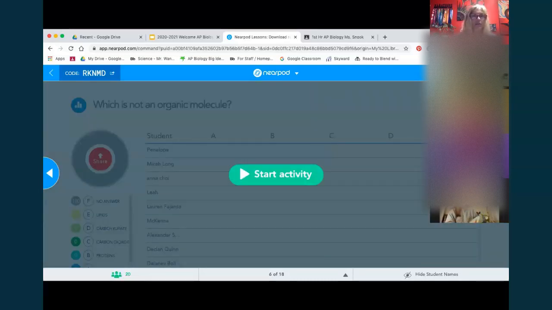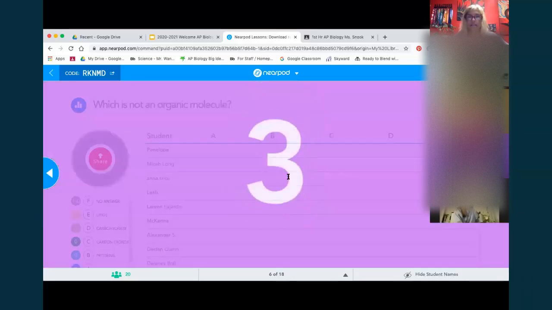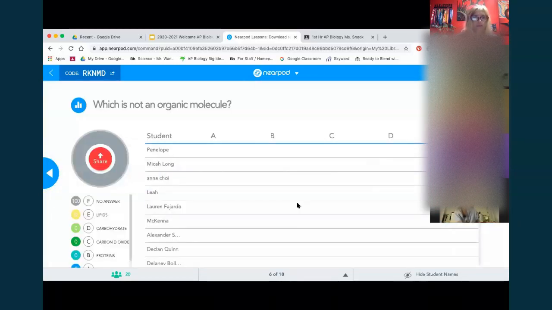Here's another question for you. Which is not an organic molecule? It gives you lipids, carbohydrates, carbon dioxide, proteins, and nucleic acids. I have to hit start for that. You should be real quick at answering this one. Carbon dioxide was not the organic molecule. That was actually an example I gave, so I should have given you something else, because it's not bound to other carbon atoms or hydrogen atoms.